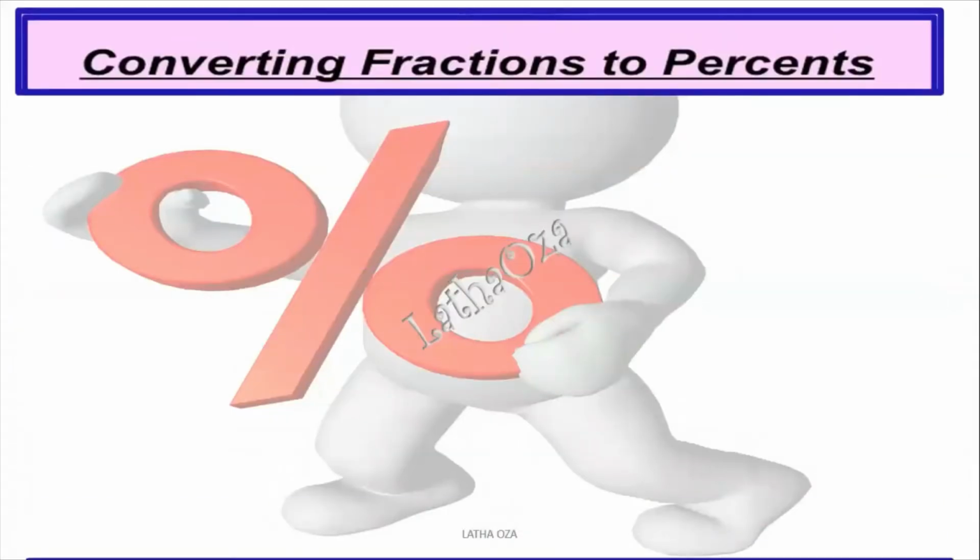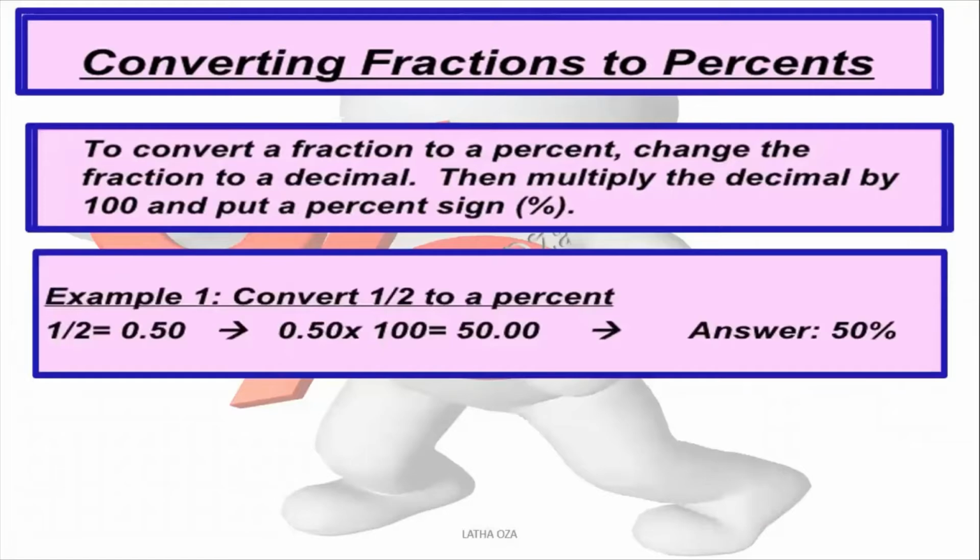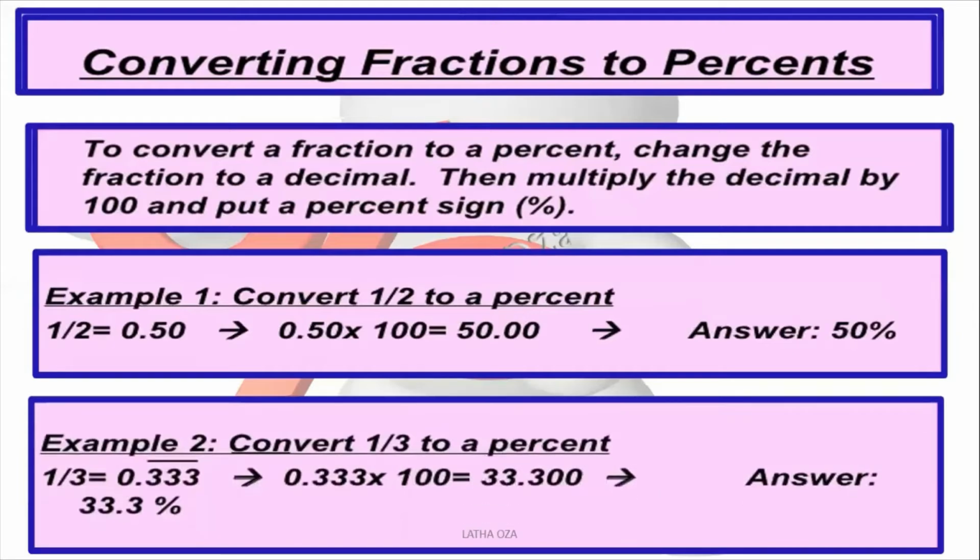Converting fractions to percent. To convert a fraction to percent, change the fraction to a decimal, then multiply the decimal by 100 and put the percent sign. For example, 1 by 2 is equal to 0.50, which is 0.50 into 100 is equal to 50. Answer is 50%. Similarly, 1 by 3 is equal to 0.33. It is a recurring decimal, so we can multiply it into 100 and the answer is 33.3%.